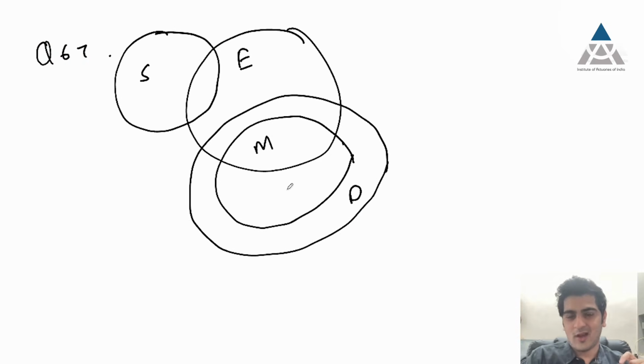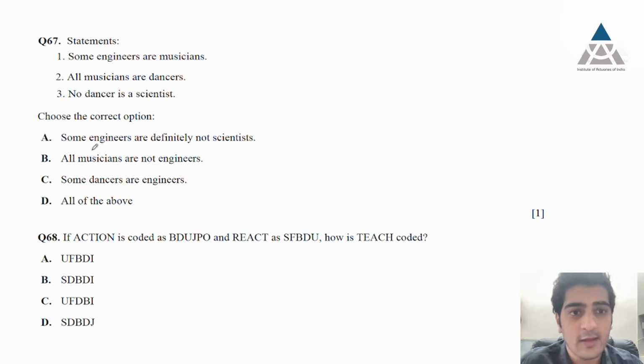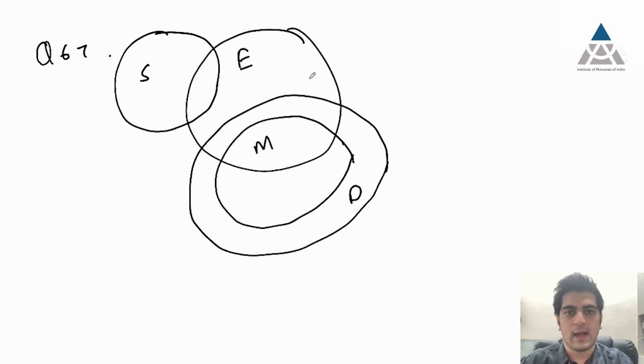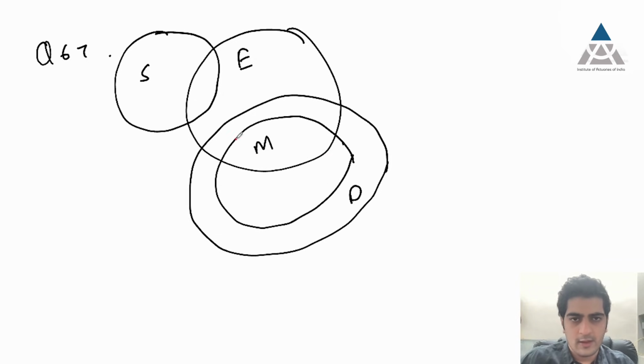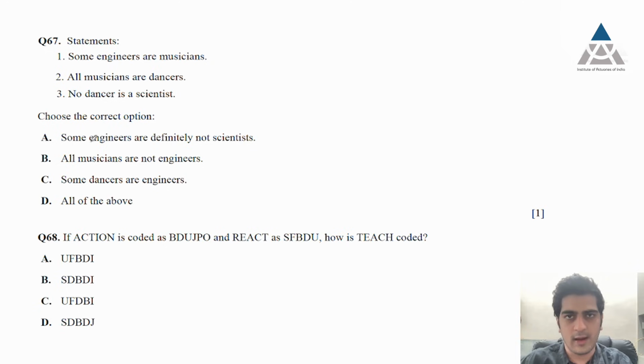So now let's go to the options and see. It says some engineers are definitely not scientists, and that is true because you can see some engineers, which is this musician engineers or the dancer engineers. So just highlight that for your reference. So these musician engineers, they are definitely not scientists, which we can see. So option A is correct.